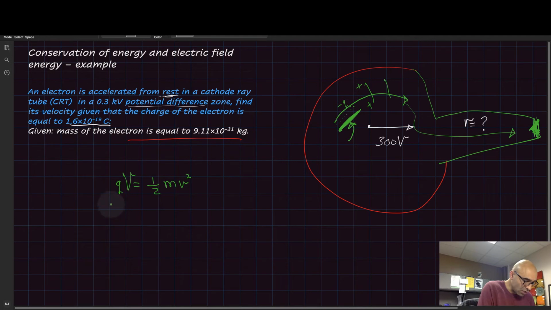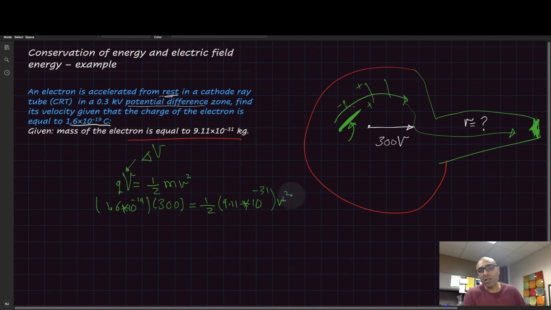So Q, the charge, is 1.6 times 10 to minus 19 coulomb, and the voltage difference. So this V, although it's not written as delta V, represents the voltage difference. Okay, it's equal to 300 volts, and the equal sign comes down to 1/2 times the mass of the electron, 9.11 times 10 to minus 31 kilograms, and what's left is the velocity squared. So that's one equation with one unknown.